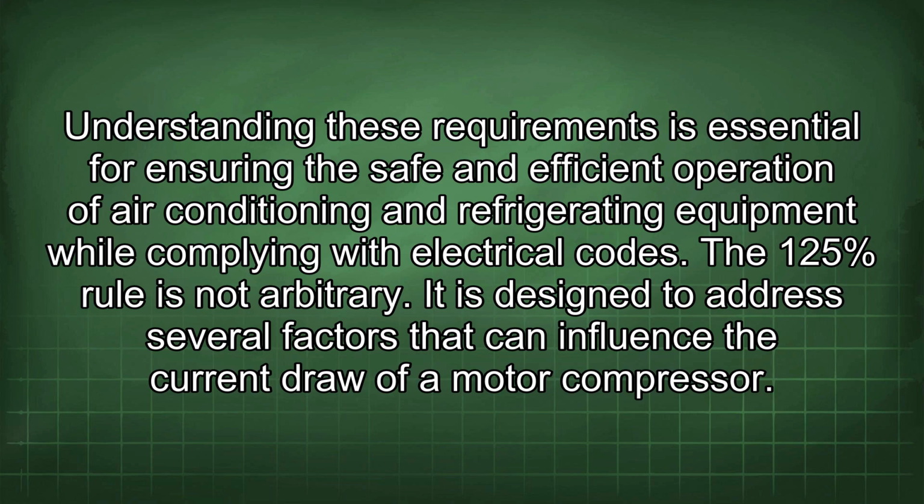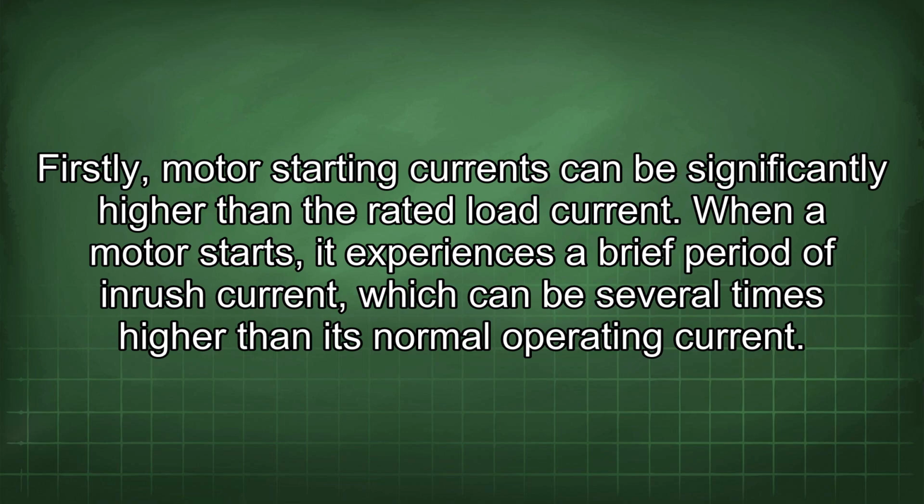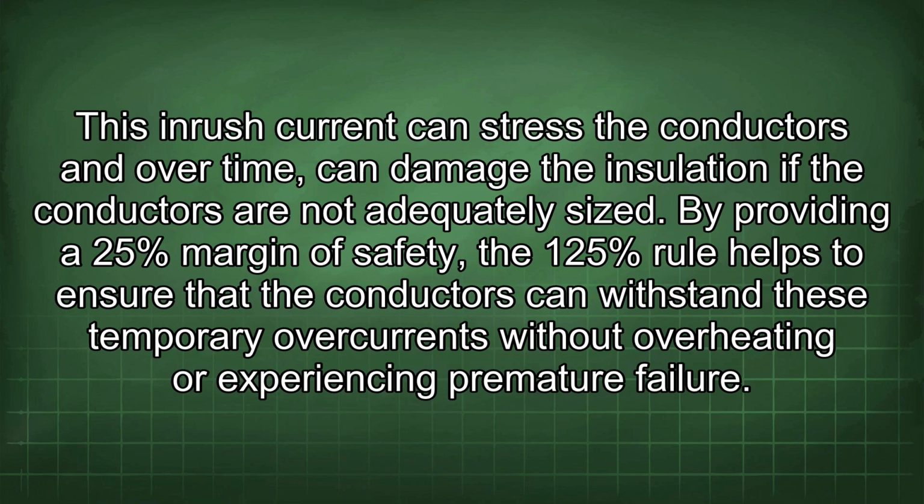It is designed to address several factors that can influence the current draw of a motor compressor. Firstly, motor starting currents can be significantly higher than the rated load current. When a motor starts, it experiences a brief period of inrush current, which can be several times higher than its normal operating current. This inrush current can stress the conductors and over time can damage the insulation if the conductors are not adequately sized. By providing a 25% margin of safety, the 125% rule helps to ensure that the conductors can withstand these temporary overcurrents without overheating or experiencing premature failure.